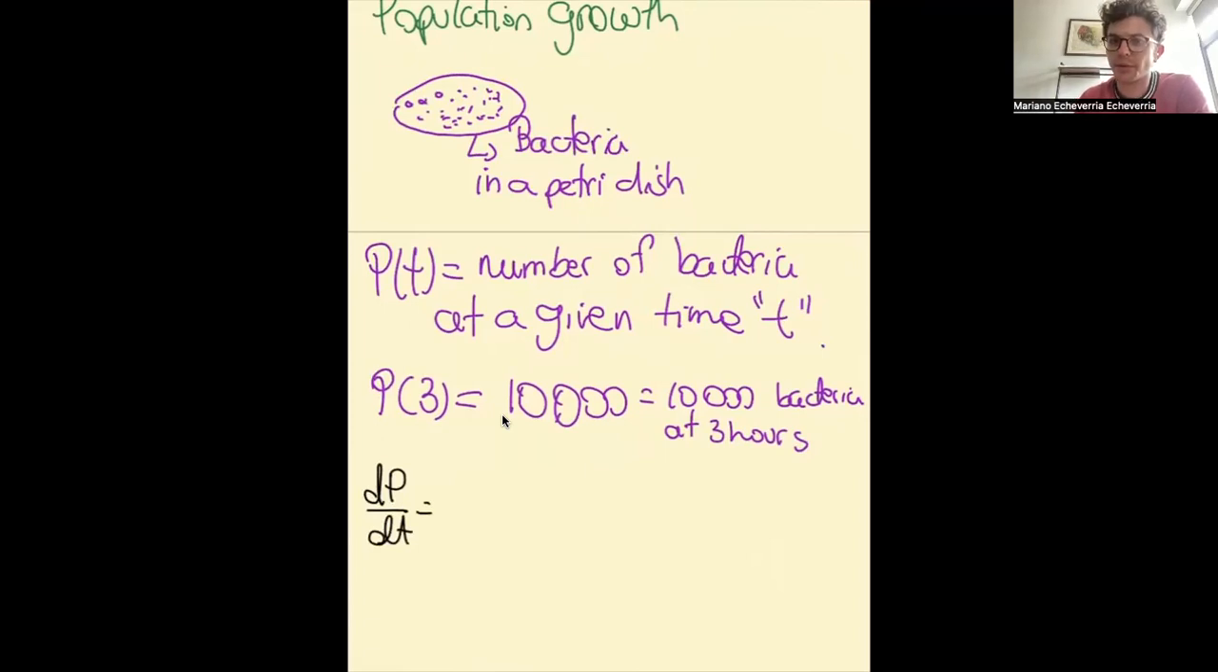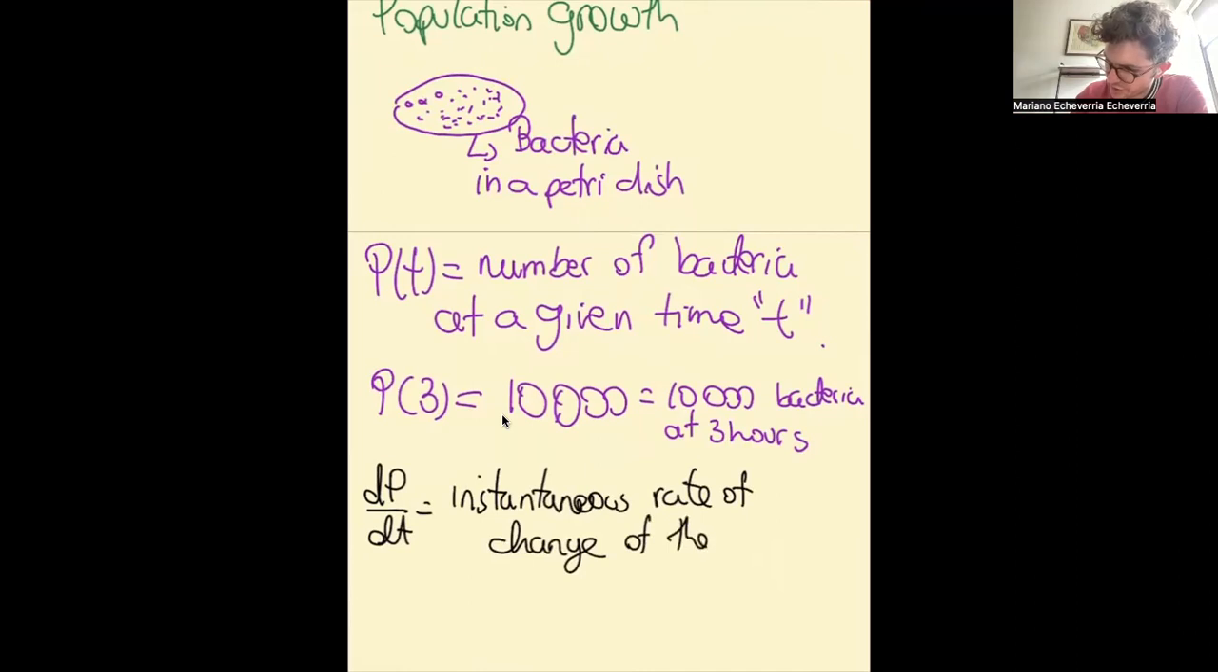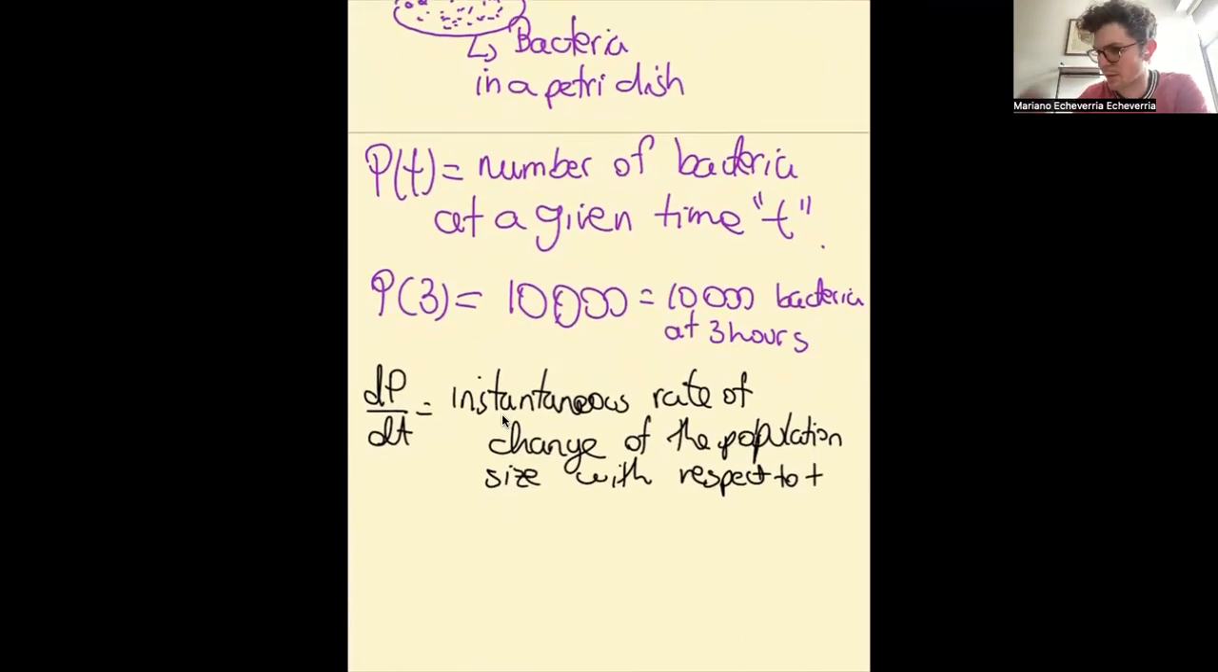is the derivative of the population with respect to time, right? So it's the instantaneous rate of change of the population size with respect to time.